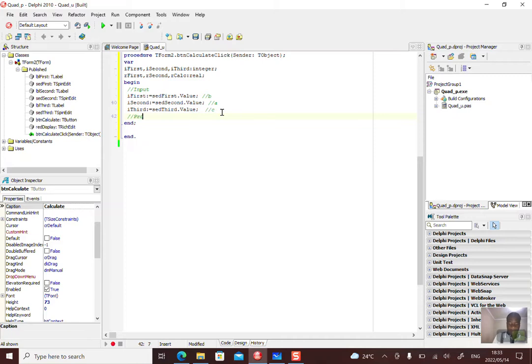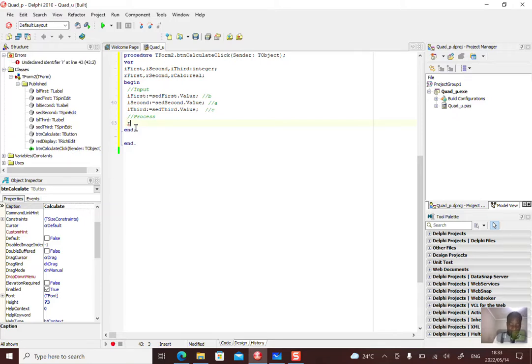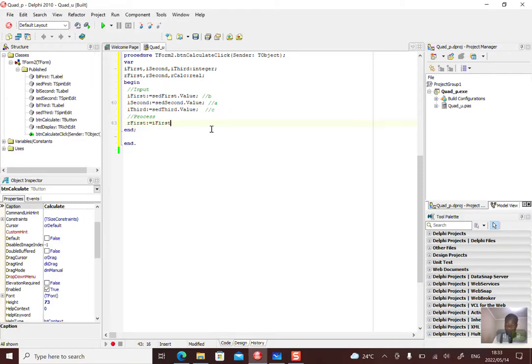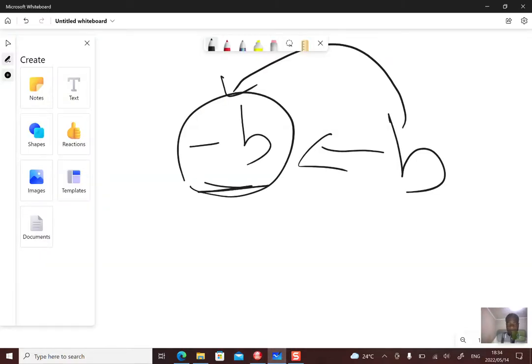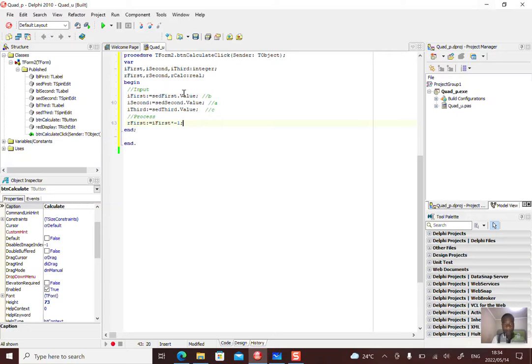So here is going to be the process or the procedure, whatever you want to name it. What I want this to do is that R first is equal to I first times -1. This is what it should do, so that it can produce this minus. This is what should happen.